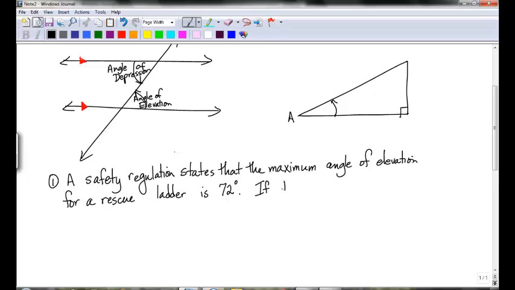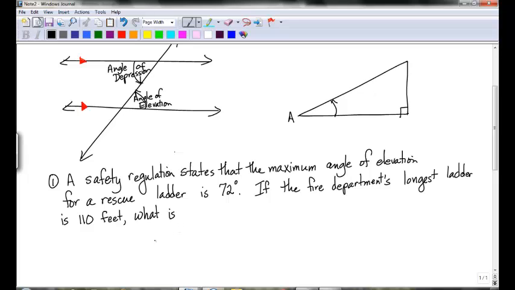Okay, if the fire department's longest ladder is 110 feet, what is the maximum safe rescue height to the nearest hundredth?